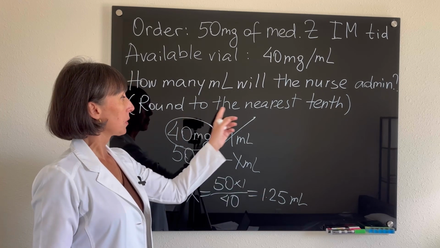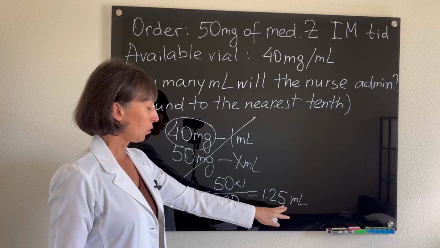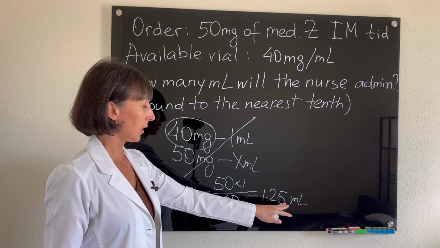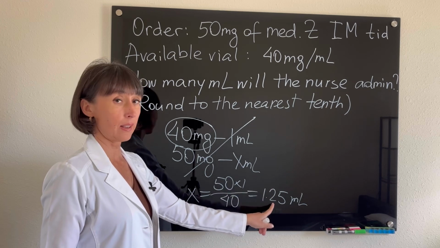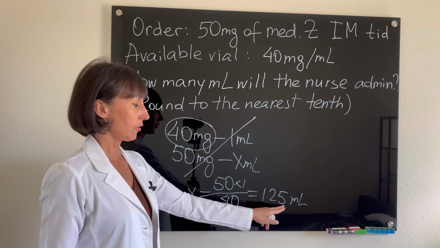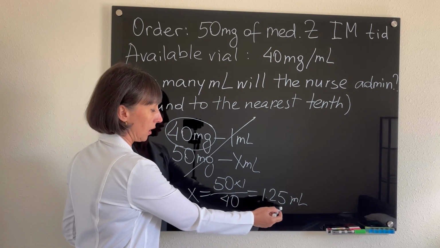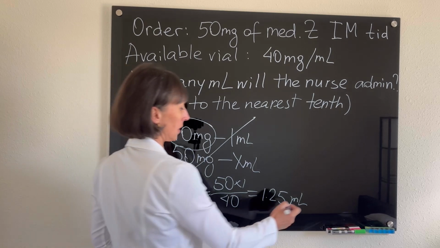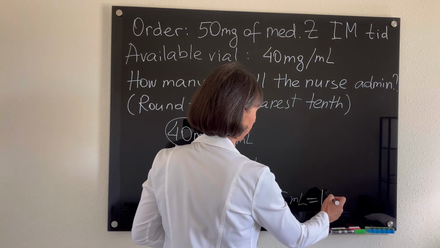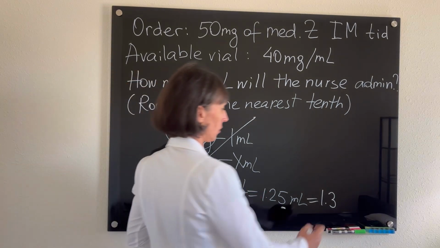Now the problem is telling us to round to the nearest tenth. So I'm going to look at my hundredths place and see if it's 5 or more. Then I'm going to increase my tenths by 1. If it's less than 5 here, I'm going to leave it just like that. So in this case, 5 is going to increase my tenths place, and that will become 1.3 milliliters.